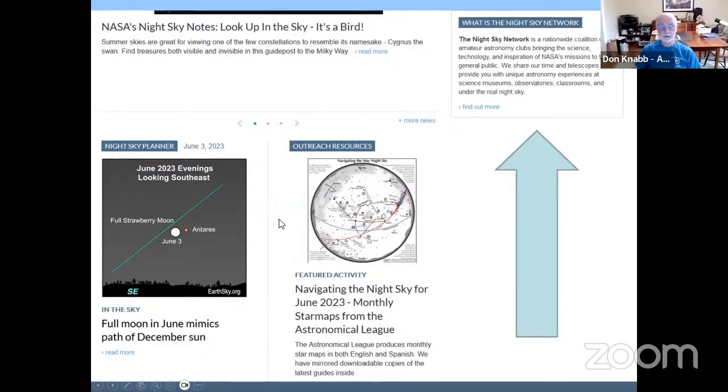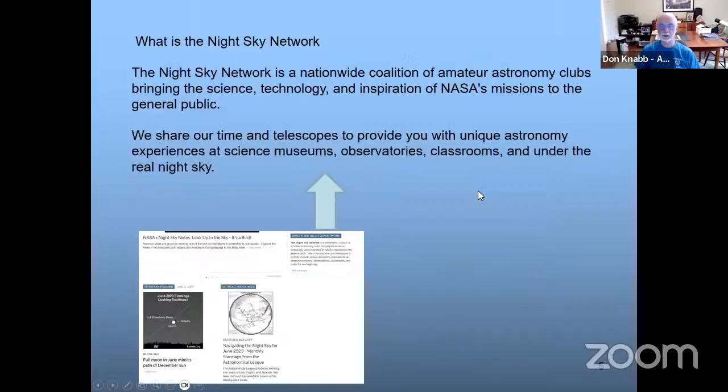You might recognize this. This is from the Astronomical League. Again, as I said, they dovetail real closely. This is the Night Sky Guide that John Goss puts together every month. This is back from June, because I picked this from a month or two ago. And talk about what the Night Sky Network is.